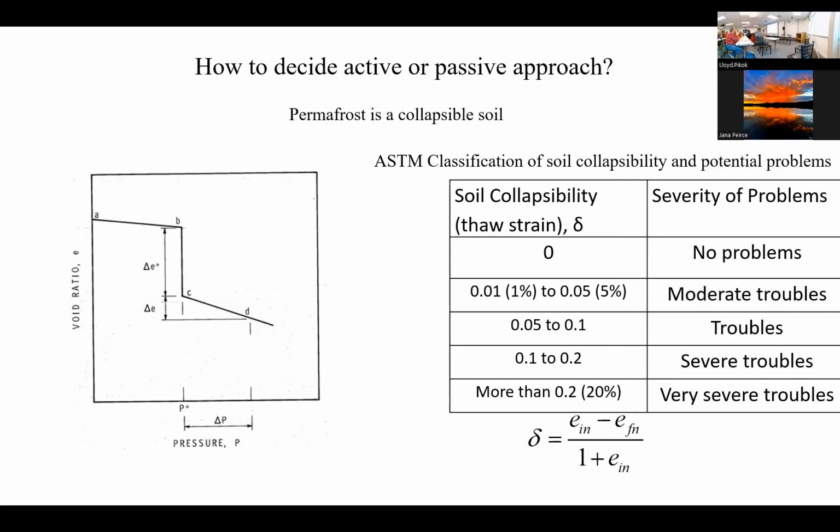0, of course, no problems. 1% to 5%, moderate problems, 5 to 10%, troubles, 10 to 20%, severe troubles, and more than 20%, very severe troubles. That's what we can use to decide what kind of approach we can take as a first step.